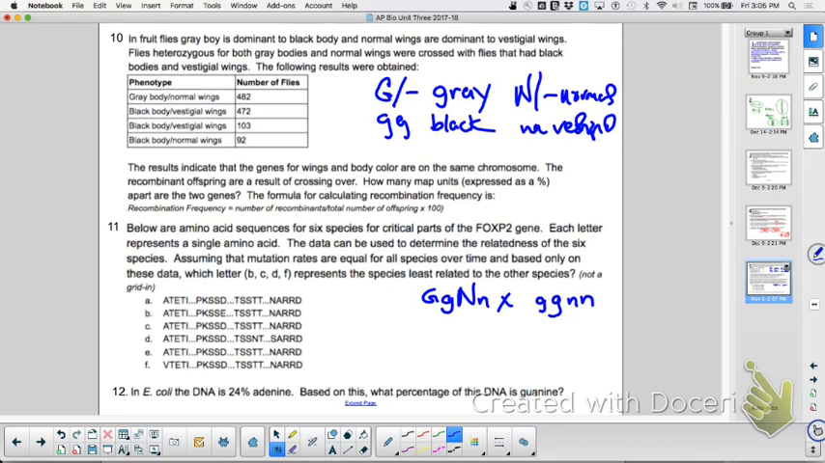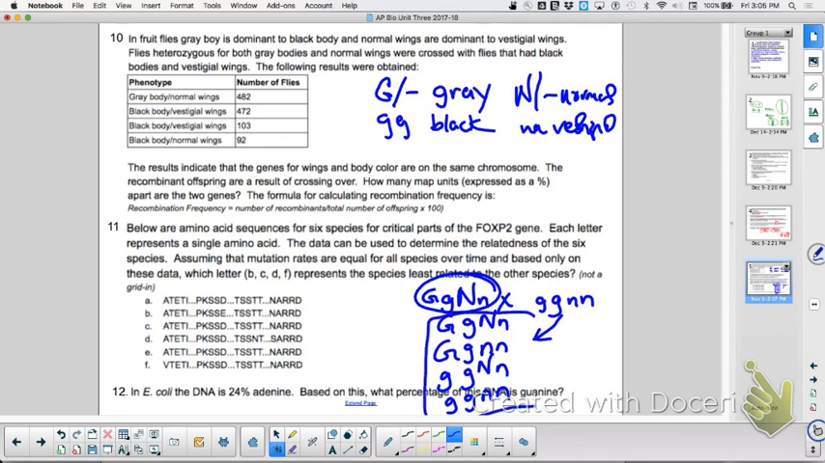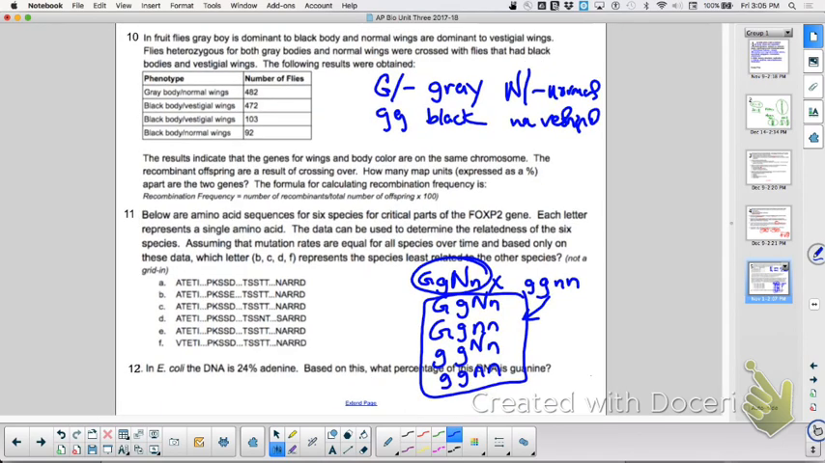Every single time this one is going to give what? A little g and a little n. Do you agree with me on that? If you had the law of independent assortment, you would expect big G big N, big G little n, little g big N, and little g little n. So what would we expect then? Equal, even, four different phenotypes. Do you agree with that?